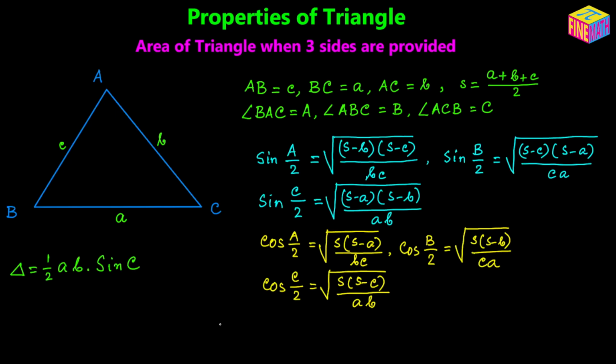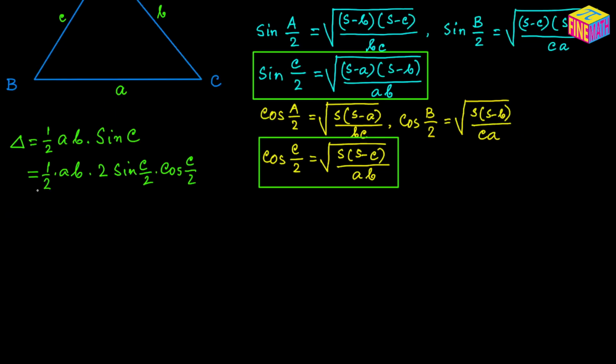If we use the half angle formula for sine of C, then it will be half times ab times 2 times sine of C/2 times cosine of C/2. In place of sine of C, I have written 2 times sine of C/2 times cosine of C/2. Now here you can see this 2 here and this 2 here, they will cancel out each other. So we are going to be left with ab times sine of C/2 times cosine of C/2.